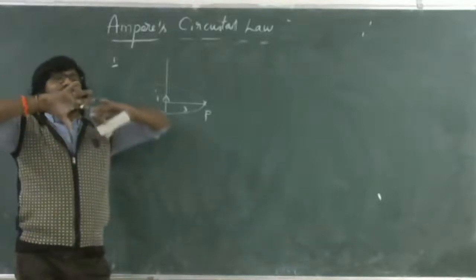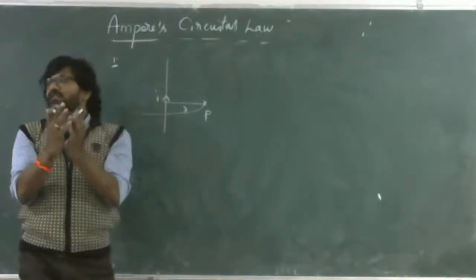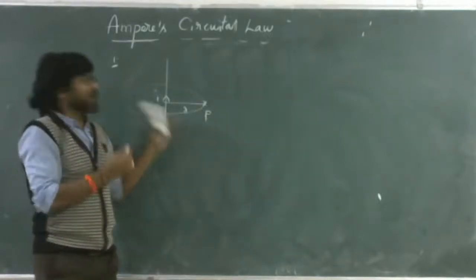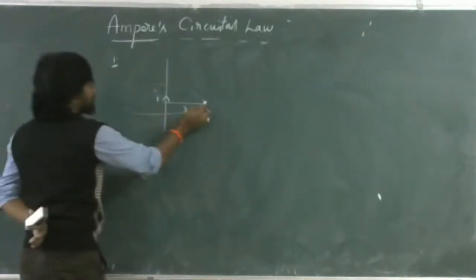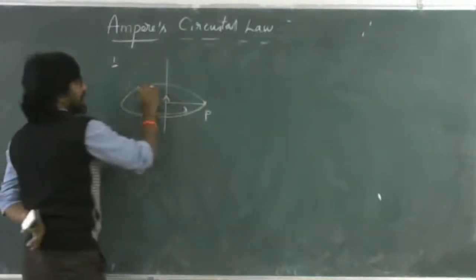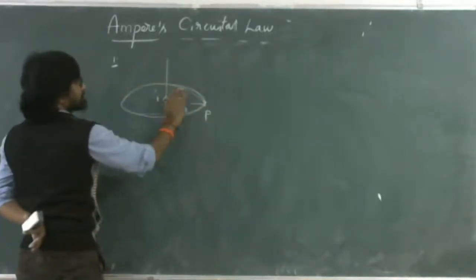There we consider a closed surface called a Gaussian surface. It is a three-dimensional surface. But here, Ampere's loop is a two-dimensional loop. So if you construct a loop, a two-dimensional loop, and I will draw this properly.